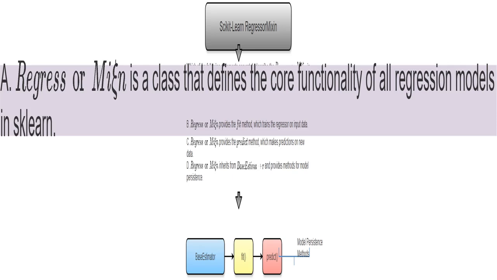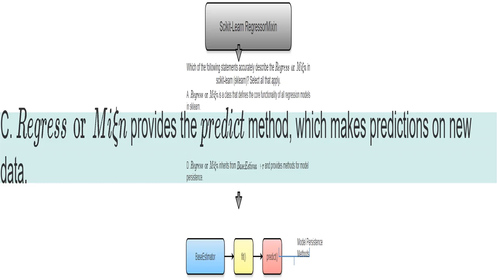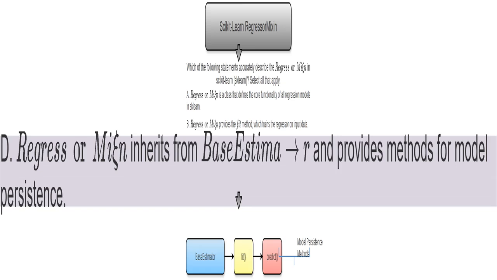This statement is incorrect. The "RegressorMixin" is not a complete regression model itself. It only adds some standard regression features. This is correct. The "RegressorMixin" class includes a "fit" method, enabling model training. This is also correct. The "RegressorMixin" class also has a "predict" method for making predictions. This statement is correct, because it inherits from "base estimator". "RegressorMixin" gets those handy methods for saving and loading trained models.